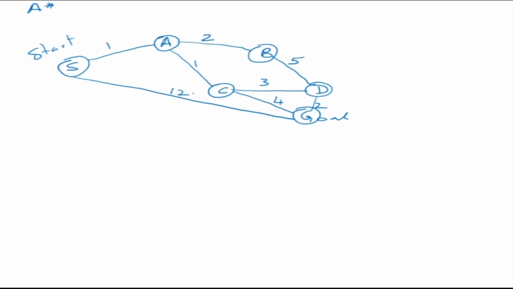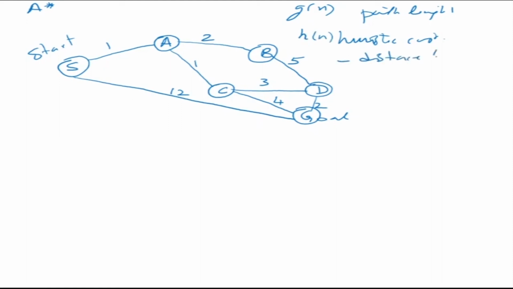Now, this is one set. These are the path lengths. So here we have the GN, which has to do with the path lengths, as in the previous case. But we also have a heuristic function. Sorry, we have a heuristic cost. Now this heuristic cost is HN. This could be the heuristic cost, could be the distance to goal from that particular node.